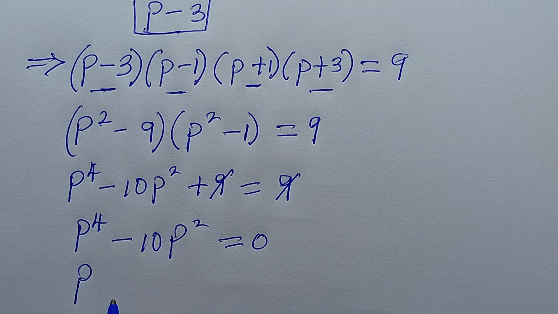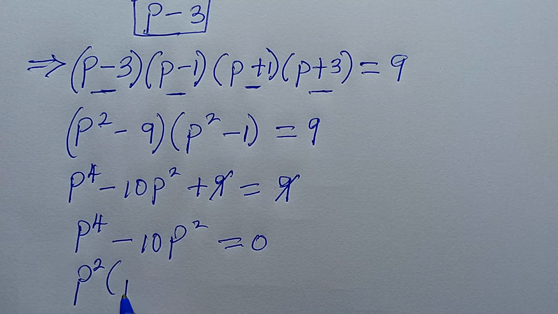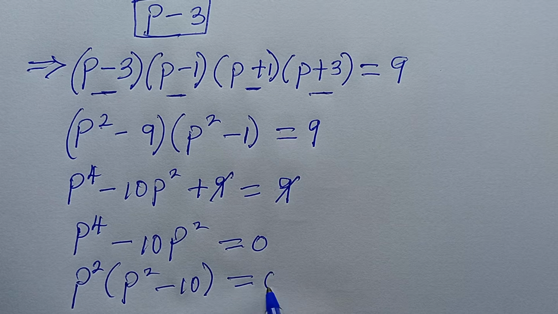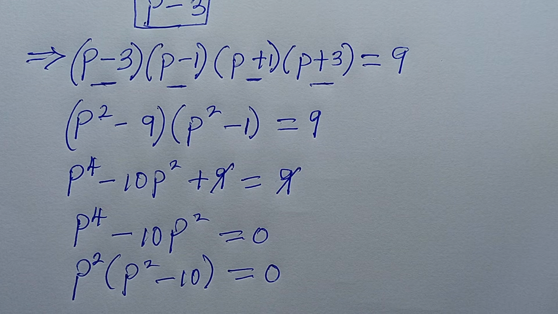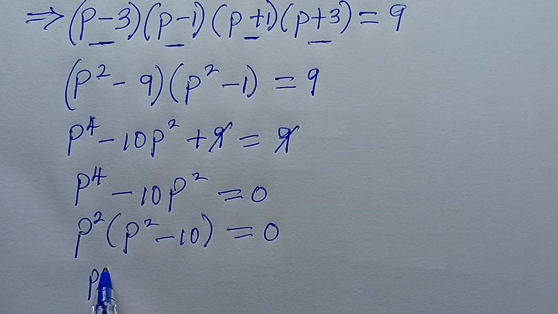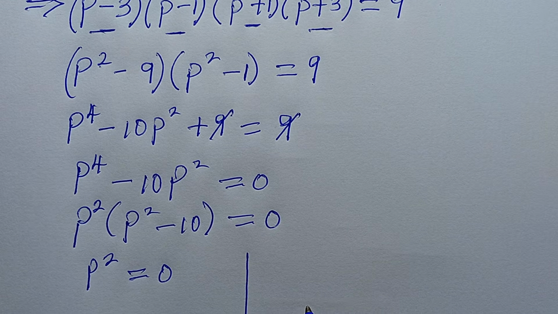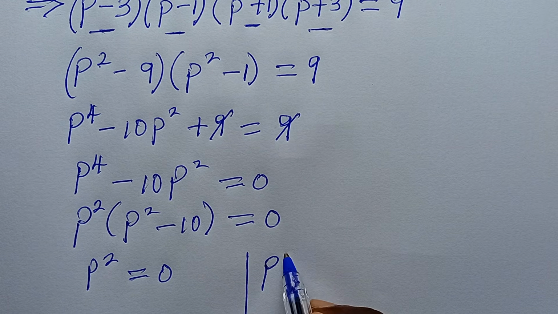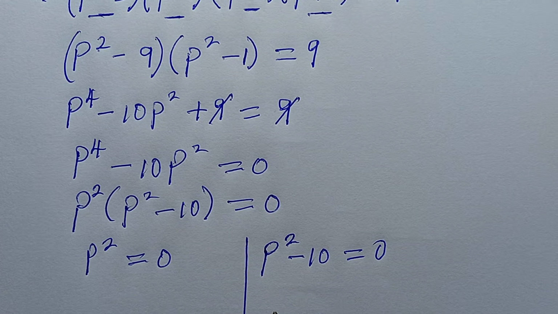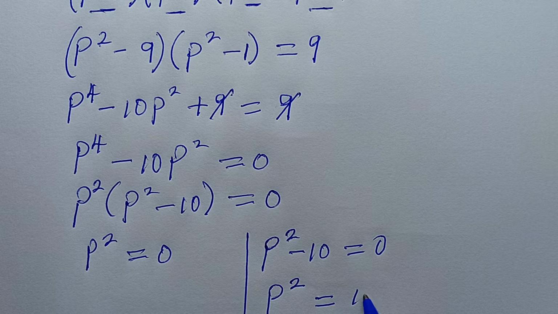So we're going to have p to the power of 2, the bracket. If we use this to divide this, we are left with p to the power of 2 minus 10 equal to 0. So if we apply the 0 property here, this is going to give us p to the power of 2 is equal to 0. Then on this other side, we're going to have p to the power of 2 minus 10 equals to 0. So we now have p to the power of 2 equal to 10.